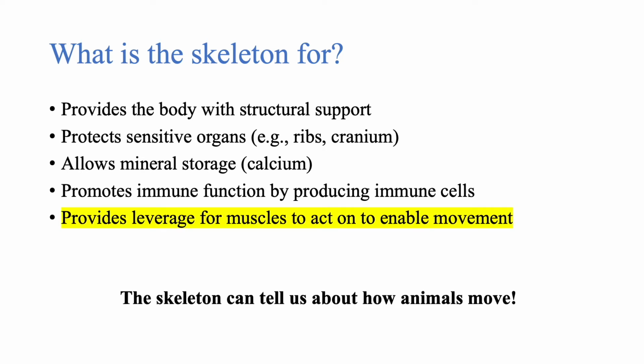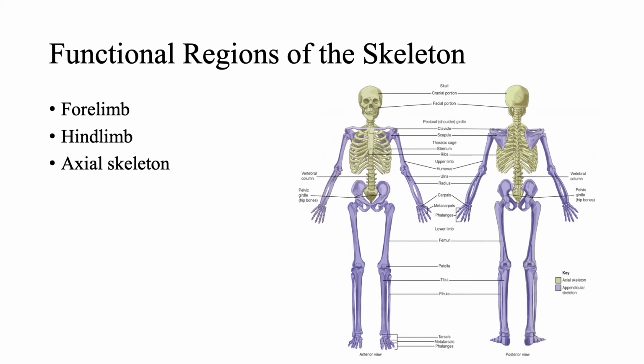That last point is what we're really going to focus on during this lecture. The skeleton provides leverage for muscles to act on to enable movement. In studying the skeleton, we can learn about how different animals move. Now, there are 206 bones in the body, which can be a sort of intimidating number. So in order to better study the skeleton, we often break it up into a few different functional regions.